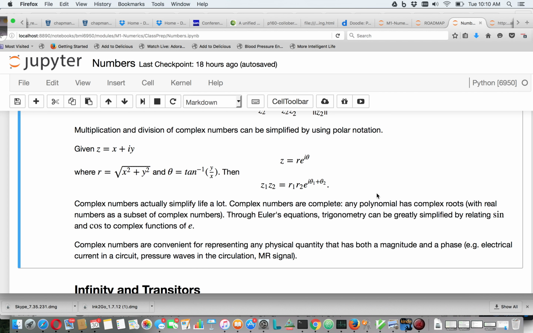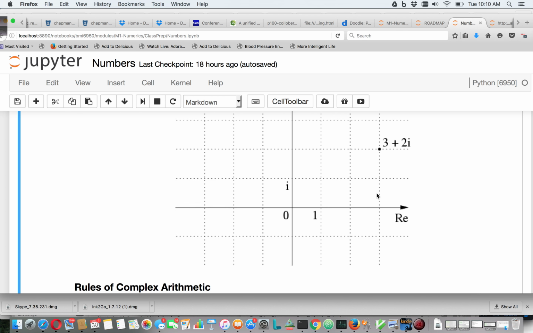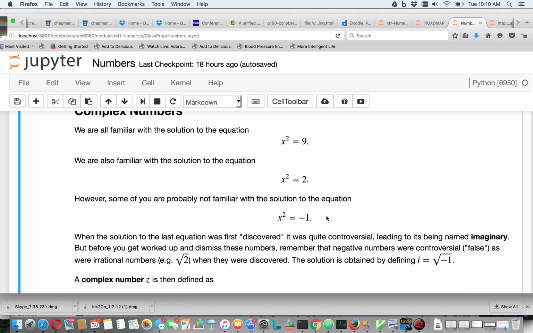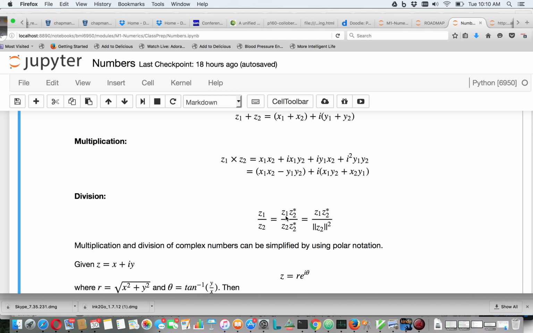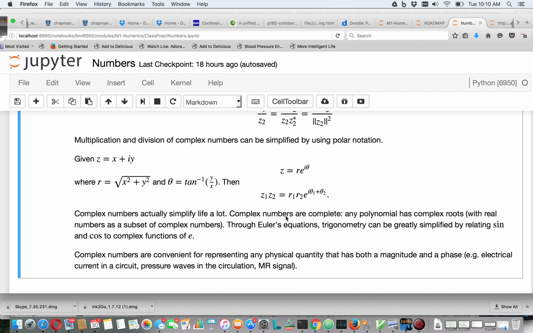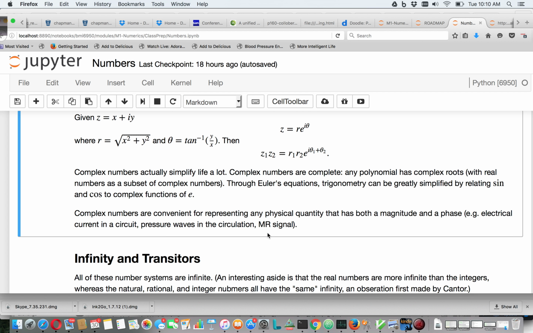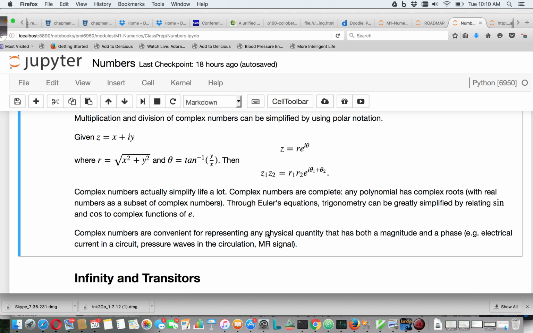Complex numbers are really valuable in that they're complete. There's no polynomial equation that we can come up with that does not have a complex number as a root. So it was easy to create a polynomial equation that did not have a real solution. So they're nice from that mathematical point of view, and they are also important for representing various physical processes that we may be interested in.